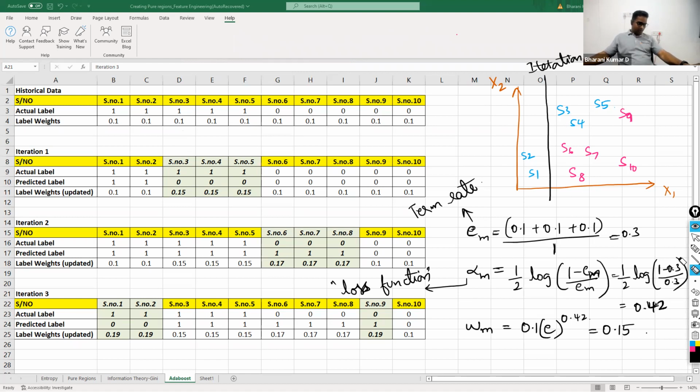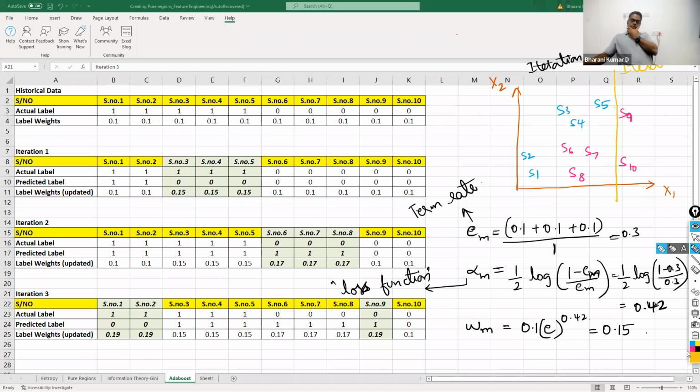Say the next classifier, let me choose a different one. Okay. Say the next classifier turns out to be this. So this is part of what? Iteration 2. In iteration 2, anything which falls on the left side will be blue color. Anything which falls on the right side will be red color. I'll bring this line later.